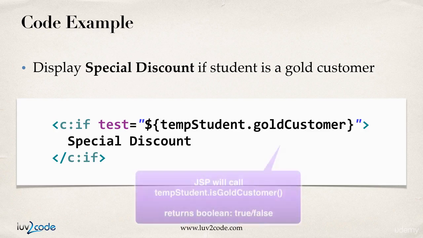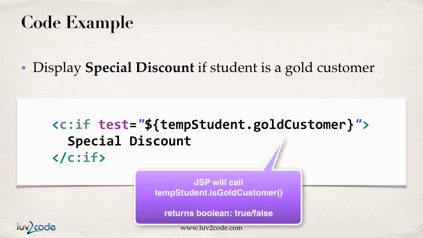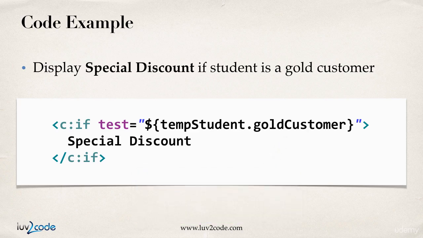Now again, remember, JSP will call the method for you automatically in the background. JSP will call temp student.isGoldCustomer. This method, as you recall from the previous videos, will return a value of true or false, a Boolean. So if this value is true, then it will display special discount. If it evaluates to false, it won't display anything. All right, so a lot of good stuff here. Let's move into Eclipse and let's try this code out.